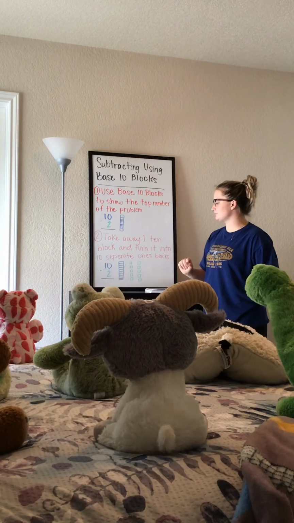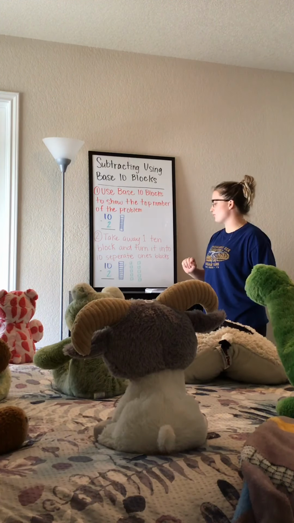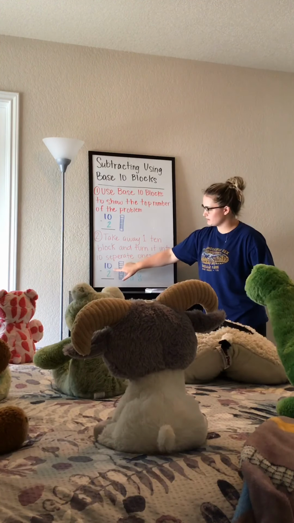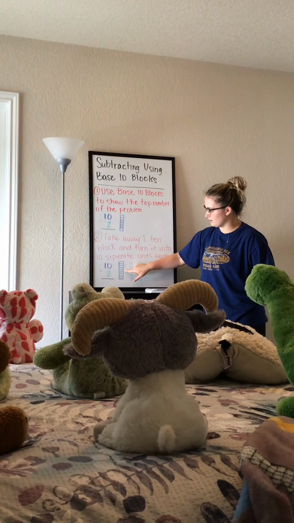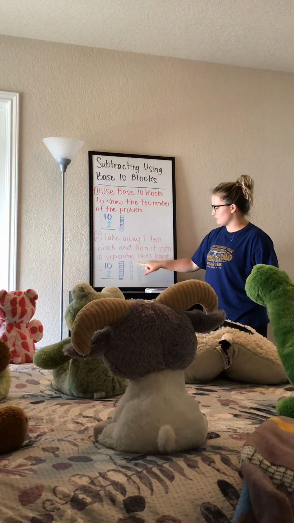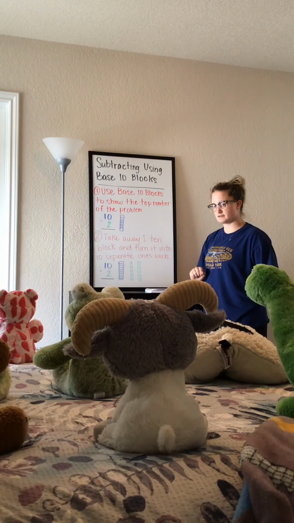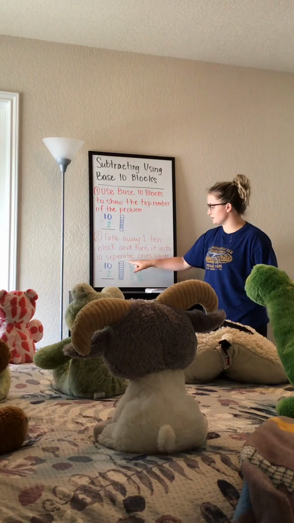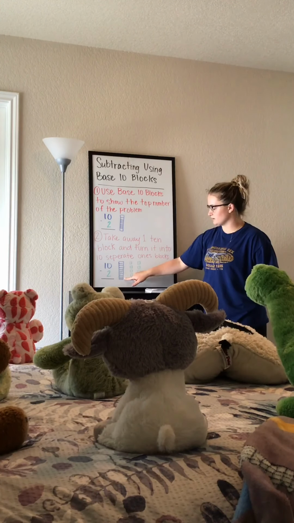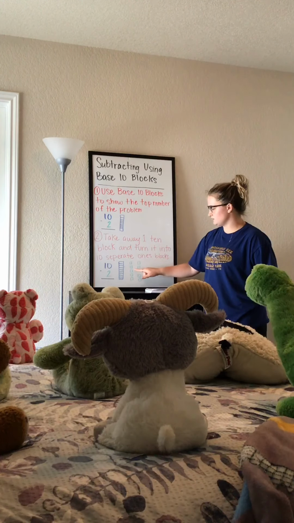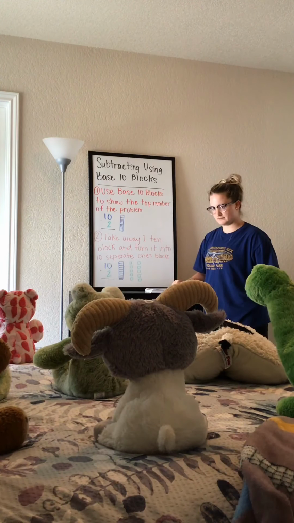Take away one 10 block and turn it into 10 separate ones blocks. So we see right here 10 minus 2. Our top number is blue, so it's represented by the blue 10 block. And we take it away, and we're going to separate it into 10 separate ones blocks. We separate it into 10 ones blocks because we're separating this block right here. And because there's 10 in there, we're putting it here. So we have 1, 2, 3, 4, 5, 6, 7, 8, 9, 10 ones blocks.